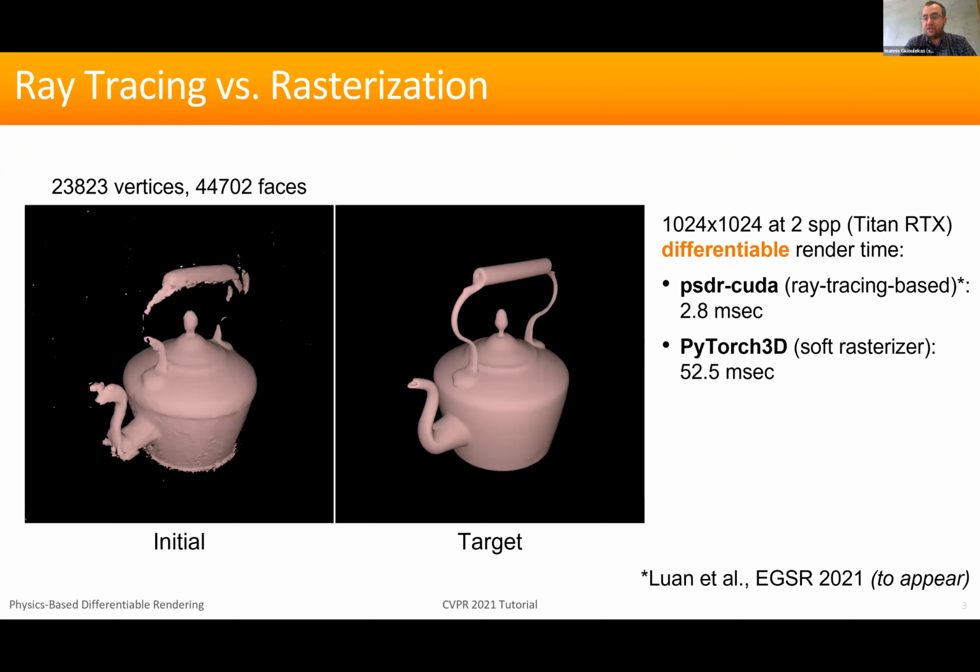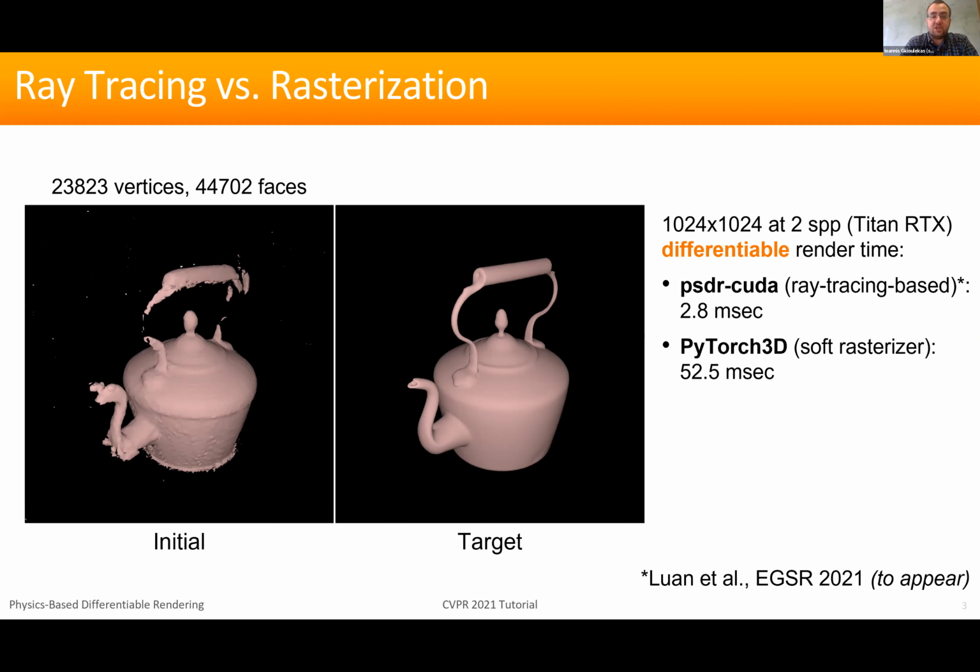So this is a comparison based on a paper by Fujun Luan, Shuang and a few other colleagues that Shuang will elaborate on later in this presentation, where we're looking to optimize a mesh, starting from the initial mesh shown to the left and optimizing it to match a target image to the right. We can do this optimization using either a ray tracing based differentiable renderer, in particular a renderer called PSDR CUDA that's all implemented on an NVIDIA Titan RTX, or we can do this optimization using PyTorch 3D, and in particular the soft rasterizer differentiable renderer.